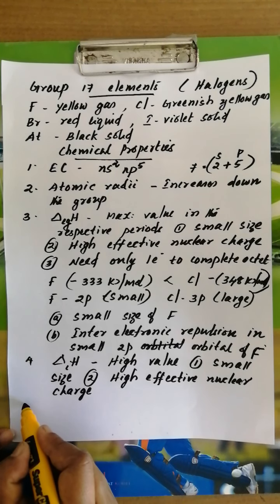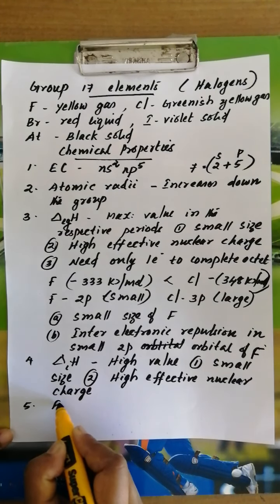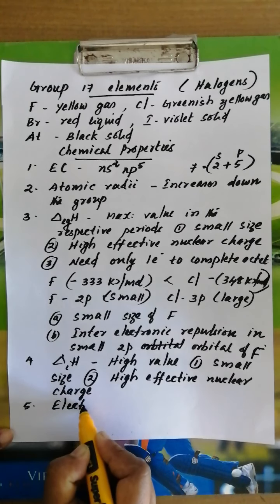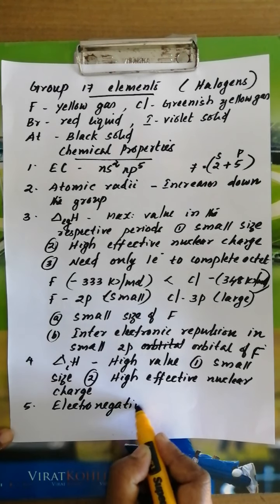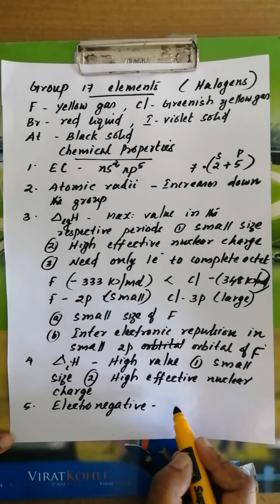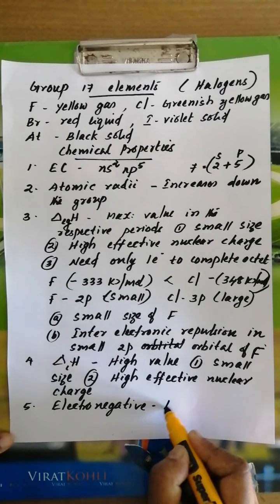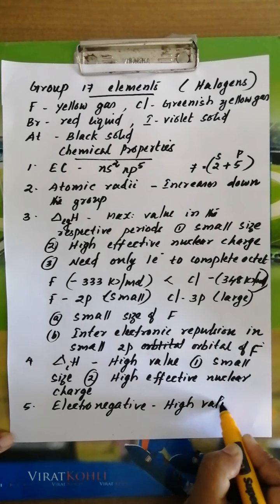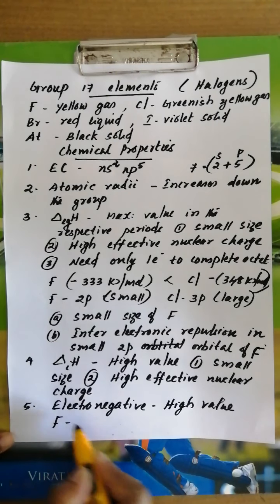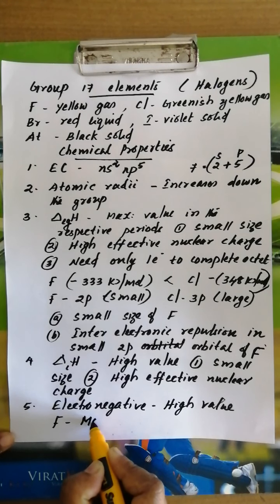The next property is electronegativity. And they are the highest electronegative elements, high value. Fluorine is the most electronegative element.